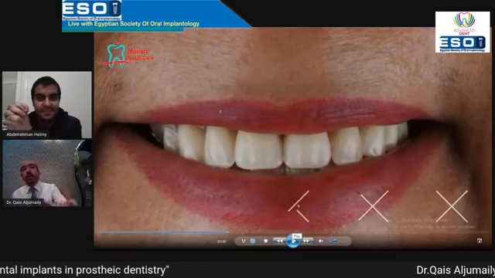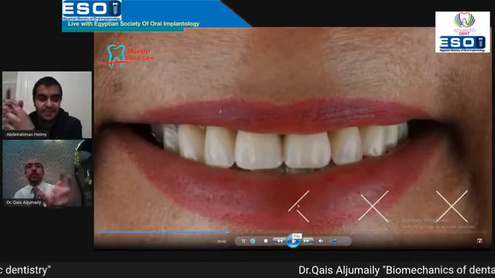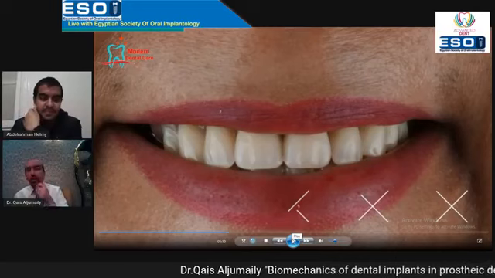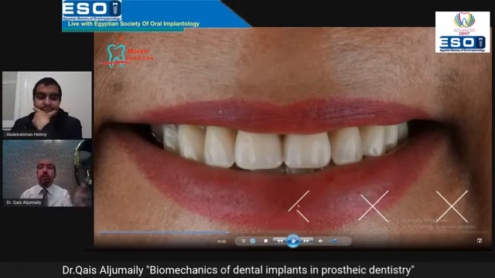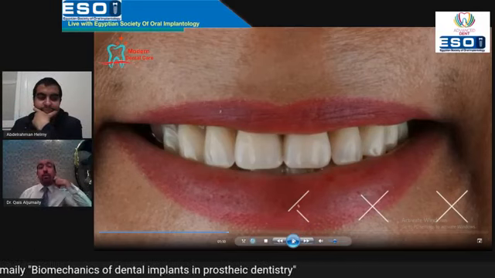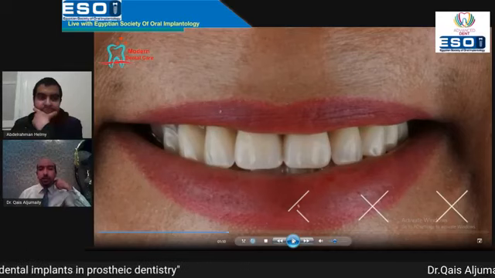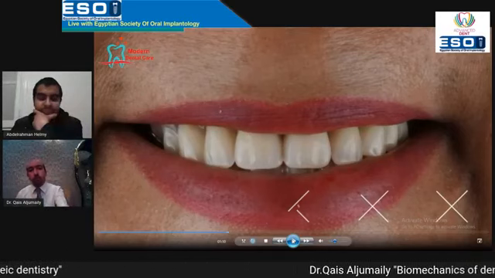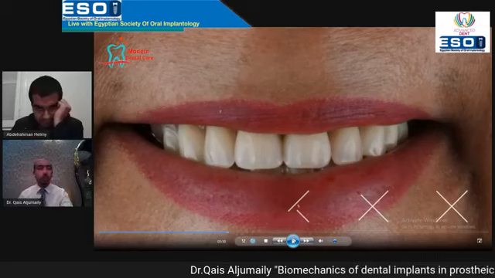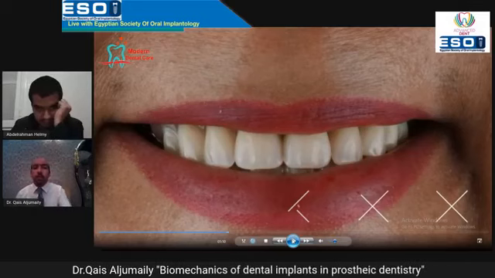Here I used a denture, semi-complete denture, as a transitional, temporary or provisional restoration to create this transitional smile. Temporarily, to be used for 6 months until I get a fully osseointegration. So this is a transitional smile.